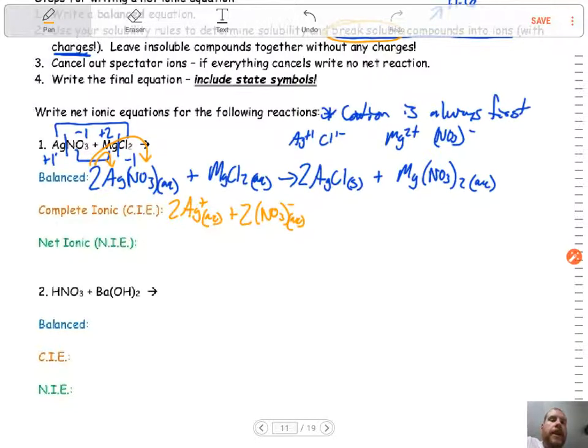Notice what I put with everything so far. Each ion has a charge, and I put the state of matter. You have to have both. You have to include this charge, you have to include the state of matter, or else you're not going to get it right. And if you miss these little pieces, when you go to do your net ionic equation and you cancel out your spectator ions, if they're not exactly the same, it's going to be all messed up and you're not going to get the right answer.